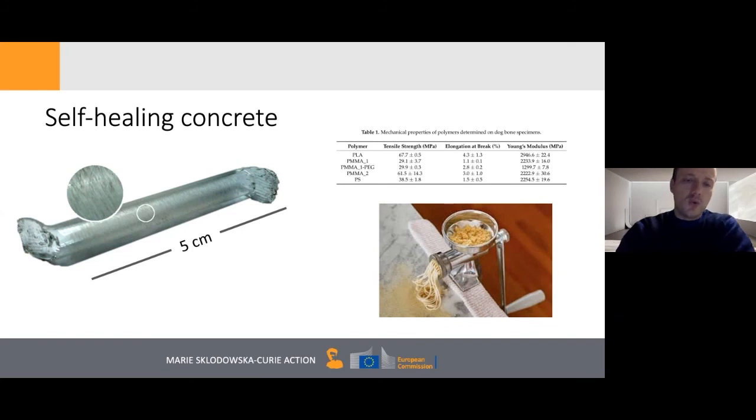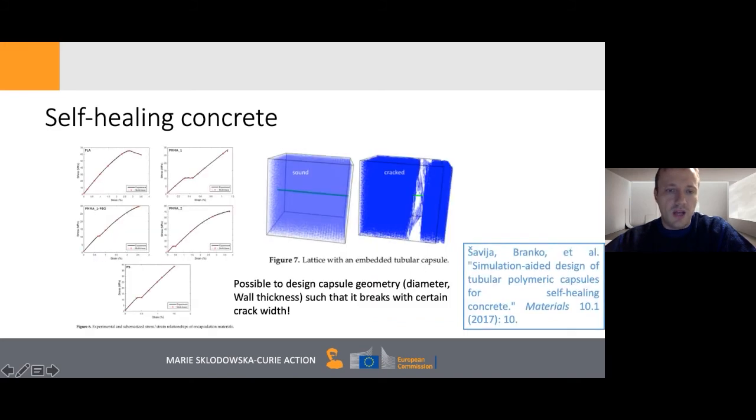Now, in this study that I will shortly present to you, we were looking into different materials that were used to create tubular capsules, so elongated capsules, which were then filled with adhesives, but we were focusing on the capsule material. These capsules were extruded, that's why they're elongated. They have different capsule walls and are made of different polymers, with different properties: different tensile strength, elongation at break, and Young's modulus. So we put these into our model and tried to see which capsules can actually break.